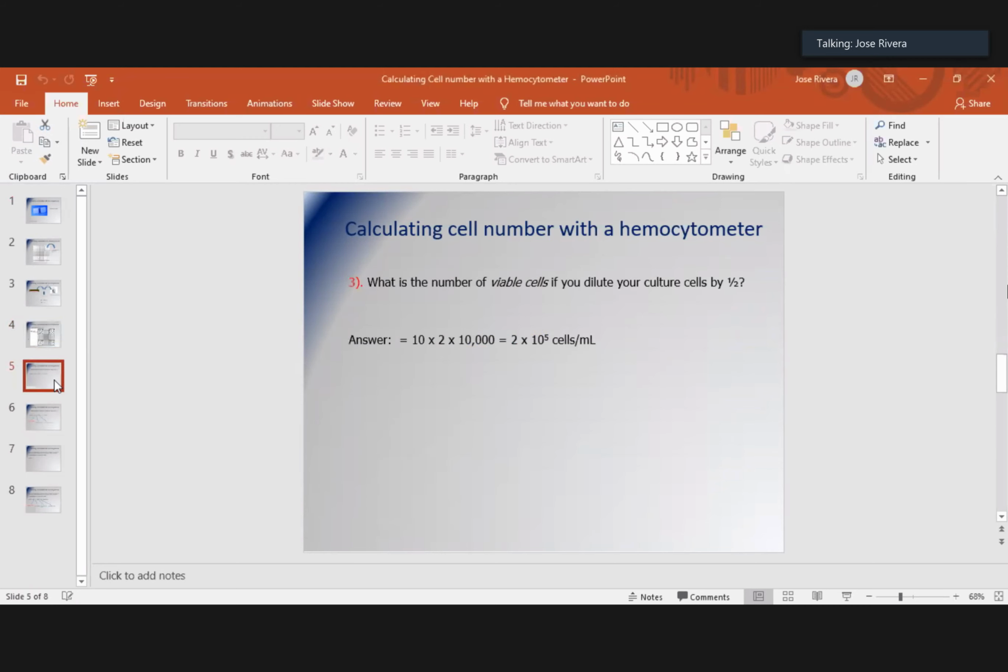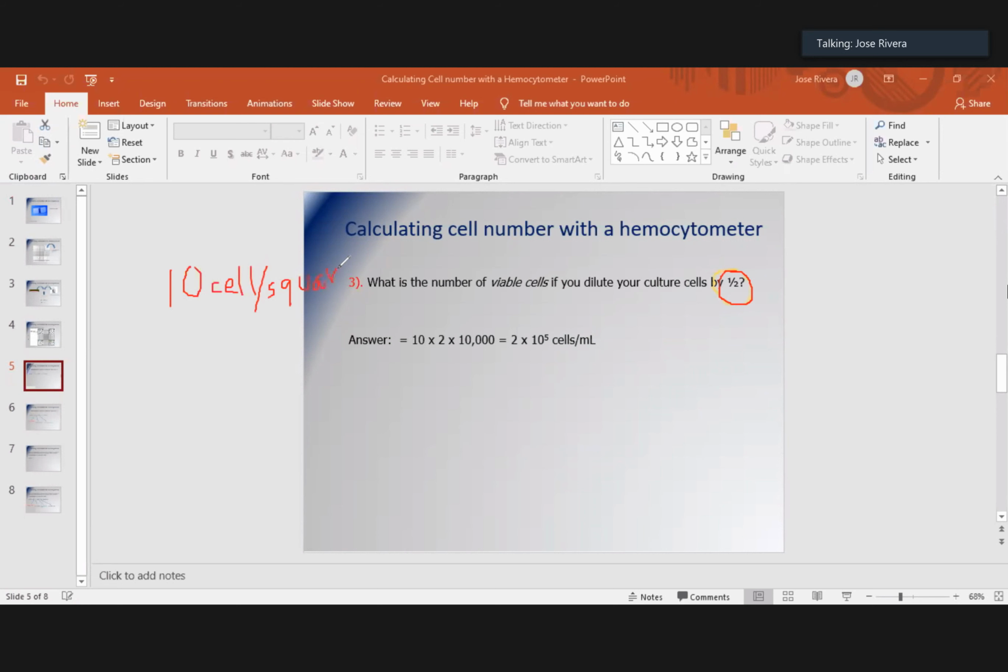So now let's say, what will be the number of cells if you have a cell culture and then you dilute it by 1/2. So you dilute it by 1/2. And the way you calculate it, let's say I'm using the example that I just went over, where we have 10 cells per square. So this is how much you counted.